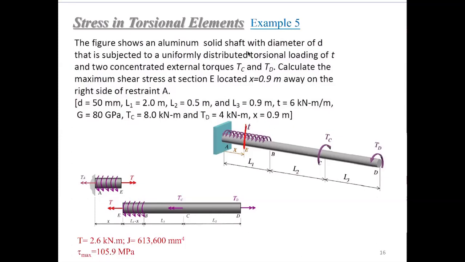Since maximum shear stress equals T times C over J, it doesn't matter whether it's the maximum T or not. Since this is a specific location, we just have a specific value of T. You just need to find the maximum possibility of rho, and that is C. And J is also unique, a constant. So to solve it, we just need to find what the T value is at this location, and we just need a free body diagram to solve it.